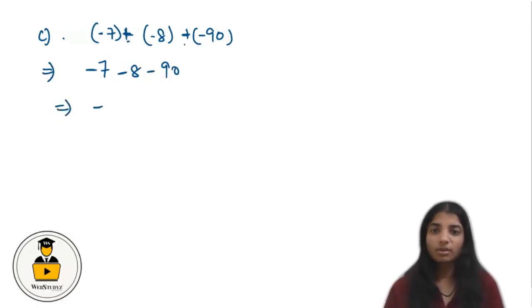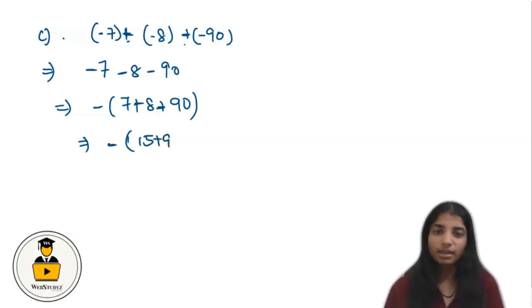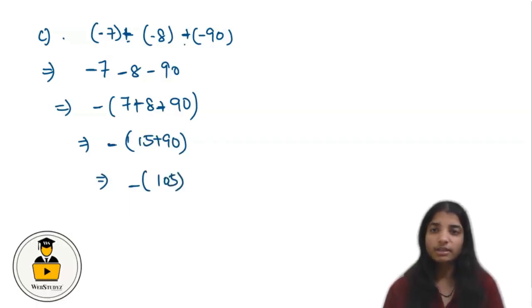Now taking minus common from all these terms, this becomes equal to minus of 7 plus 8 plus 90. Solving this further, 7 plus 8 is 15 and 15 plus 90 is 105. So we can say that minus 105 is the answer to this part.